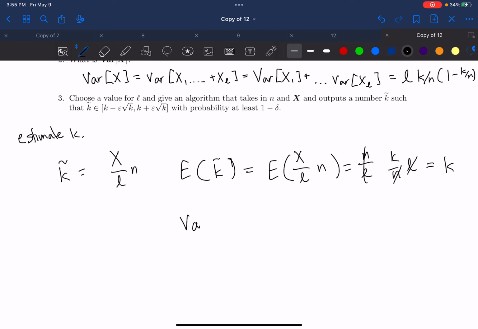As for the variance, we can again write it the same way. So it's going to be X over L times N.